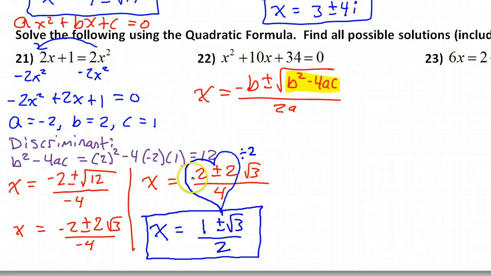Okay, it has to be all three numbers. If this 2 were a 3, for example, you couldn't do it. You would be done.